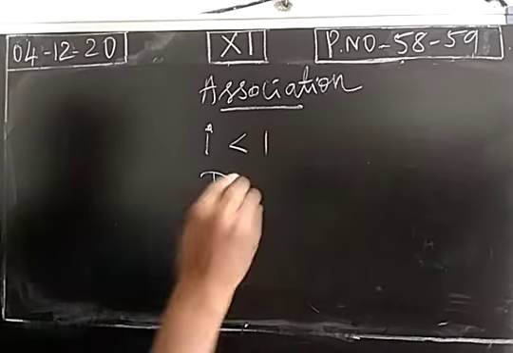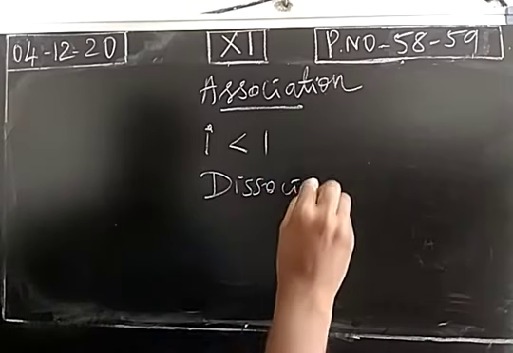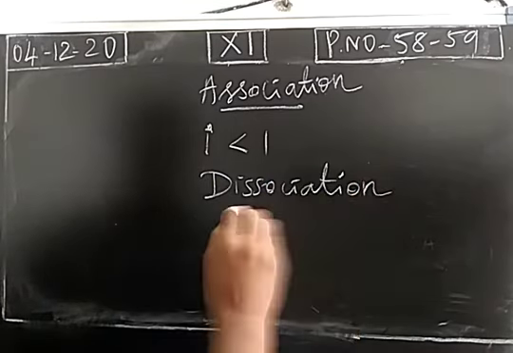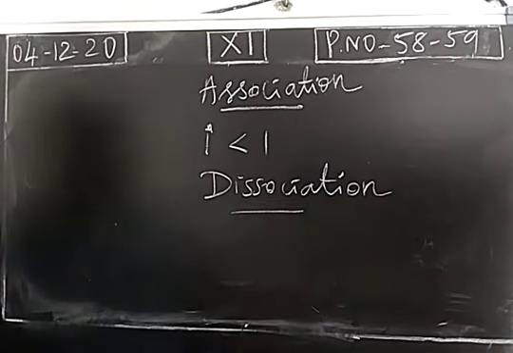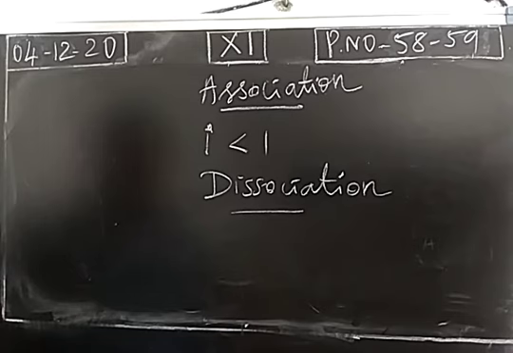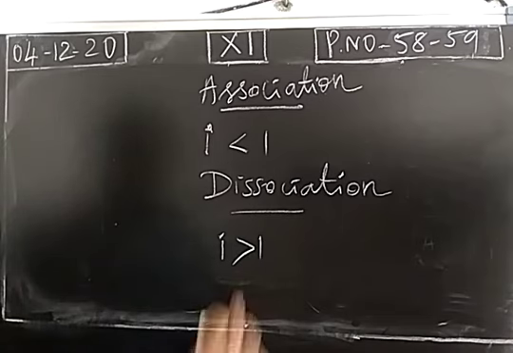Then for dissociation, we get more number of particles, so the calculated molar mass will be less than the actual molar mass, so the van't Hoff factor value will be greater than 1. Here the numerator value is greater compared to the denominator value, so the i value will be greater than 1.